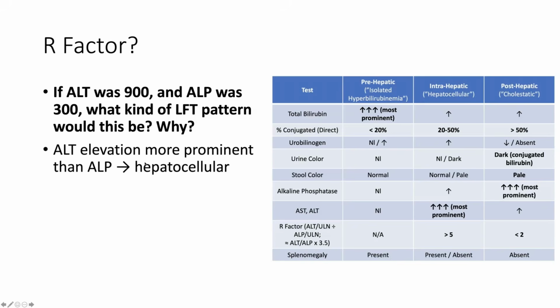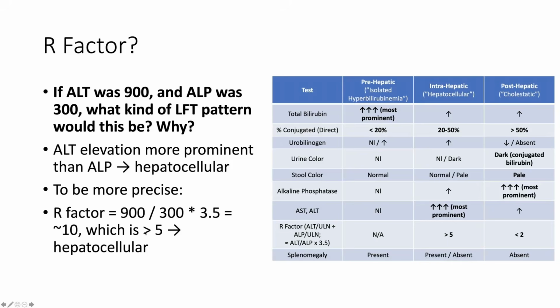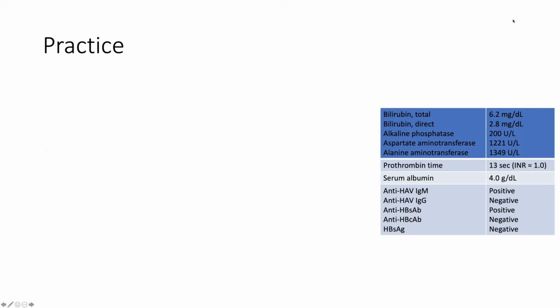So you can think about it as the elevation of the ALT is much more prominent, but to be more precise, you can do what you just did, which is to say ALT over Alk-Phos is about 3, right? And so 3 times 3.5. So this is USMLE specific, 3.5. So 10, so that's a lot more than 5. So this would be hepatocellular. Cool. All right, so we are going to practice this more.